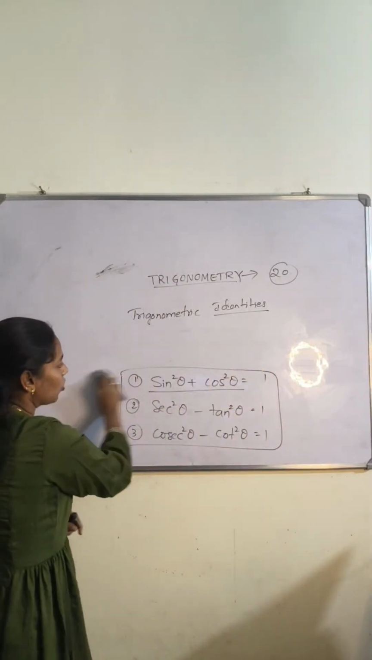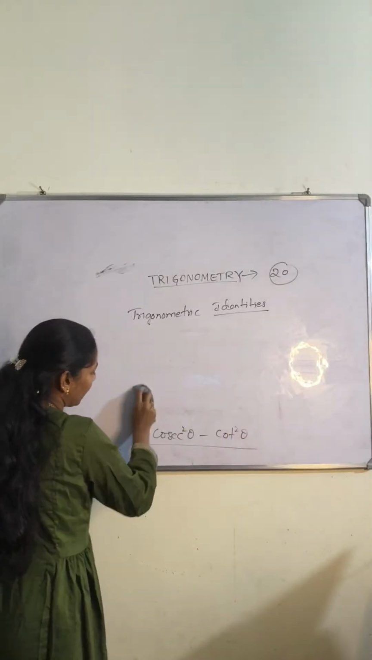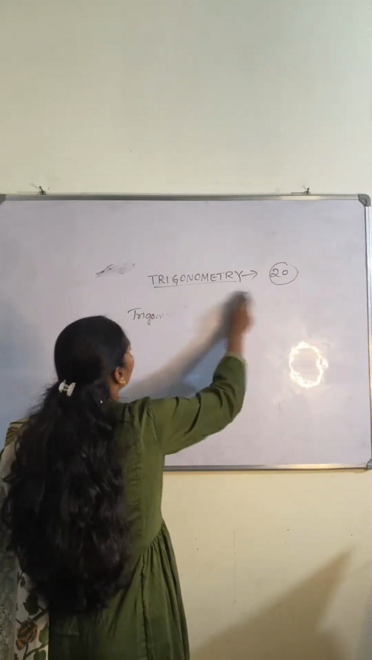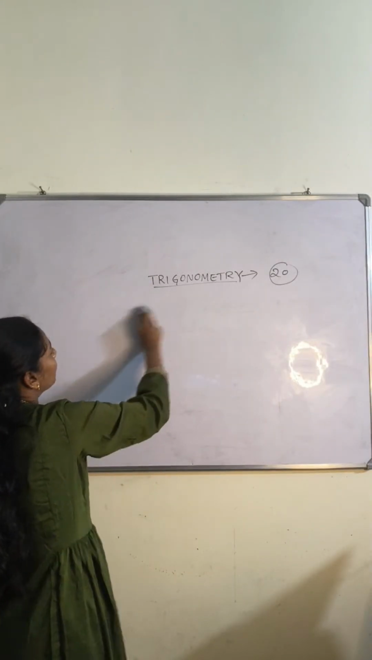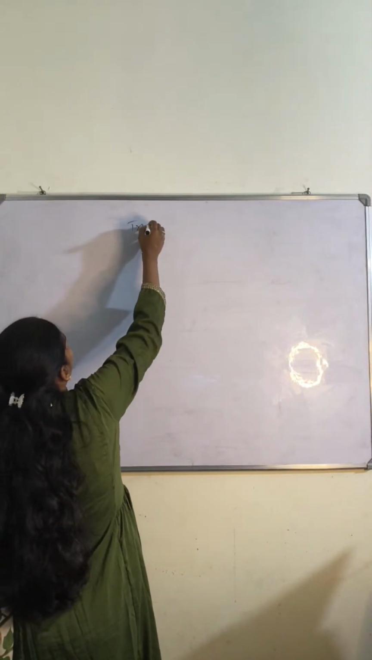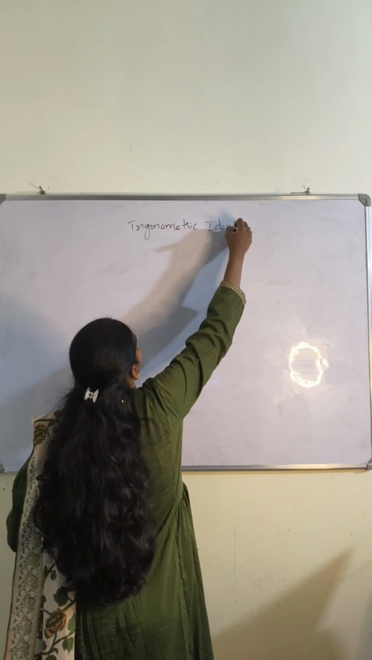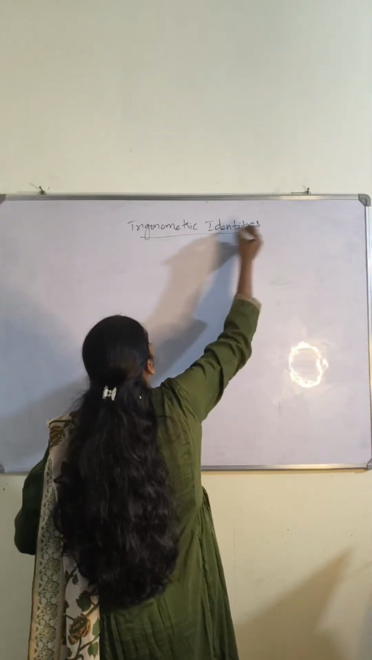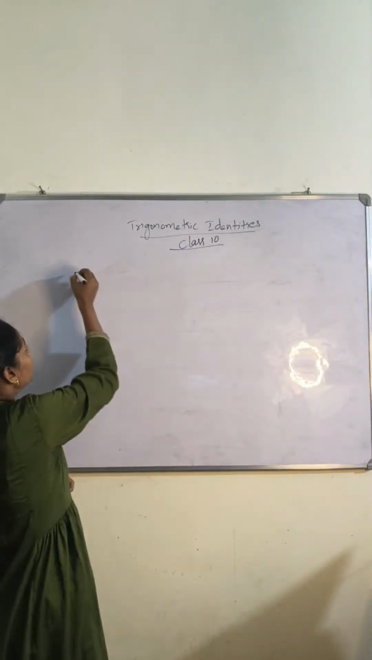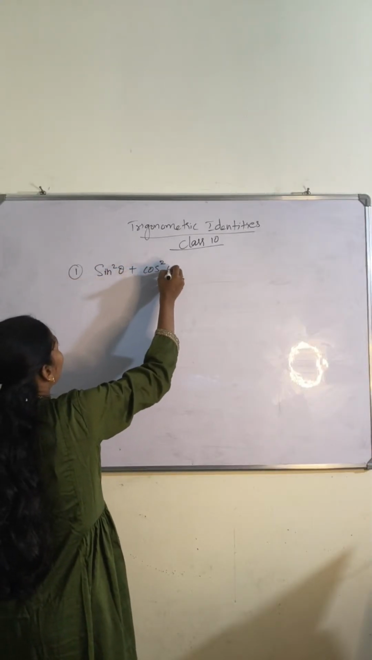So I guess everyone is copying. Please do take your notes and pen while listening to the class. Identity is great. And coming to the first identity, sin square theta plus cos square theta equals to 1.